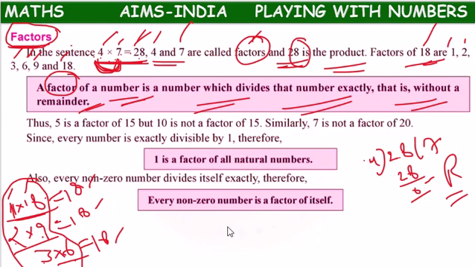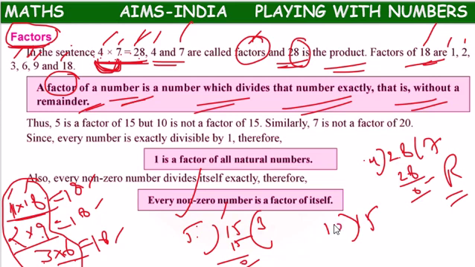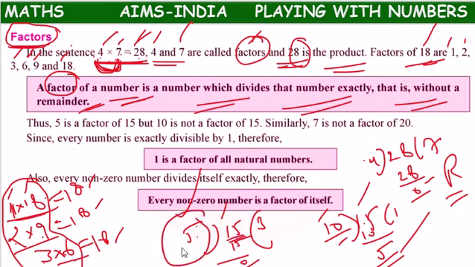If we take the example of 15, 5 times 3 is 15, and the remainder is 0. 15 is divisible by 5, which means 5 is a factor of 15. Whereas if you try to divide the same 15 by 10, 10 goes 1 time, and the remainder is 5. This means 15 is not completely divisible by 10. So for the number 15, 5 is a factor and 10 is not a factor.